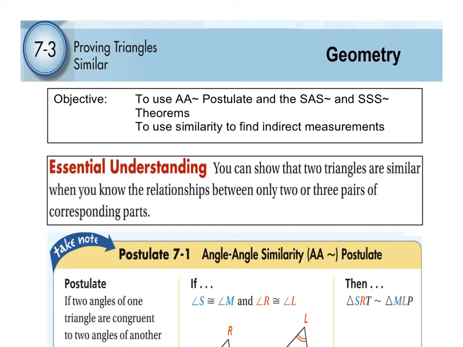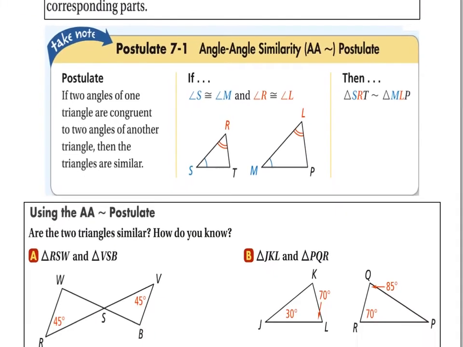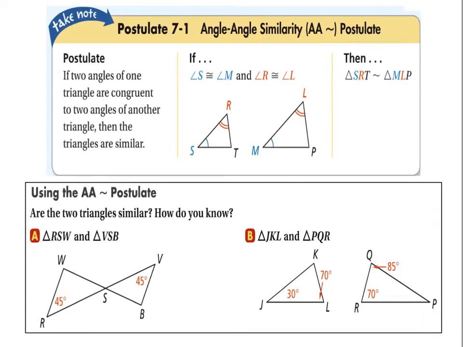Okay. So, you can show that two triangles are similar when you know the relationships between only two or three pairs of corresponding parts. Now, these are not the same as proving them congruent. Remember, congruent is different from similarity. So, the first postulate we're going to look at here is the angle-angle similarity postulate.